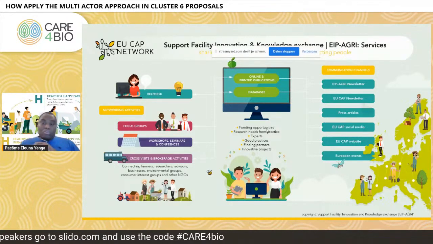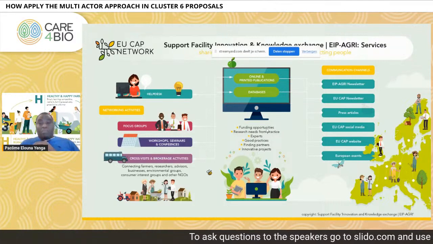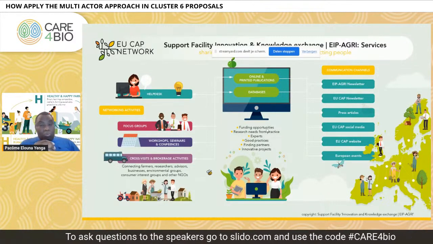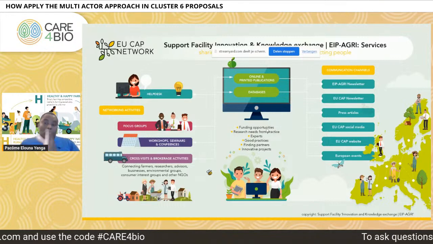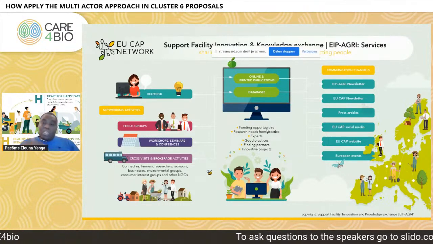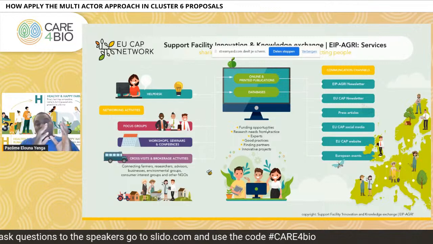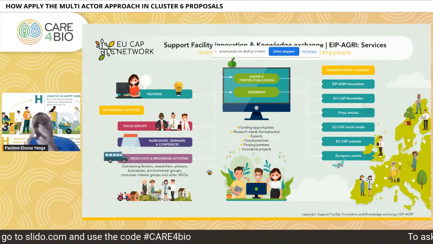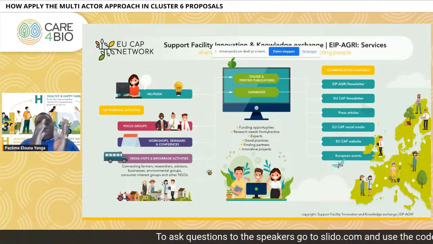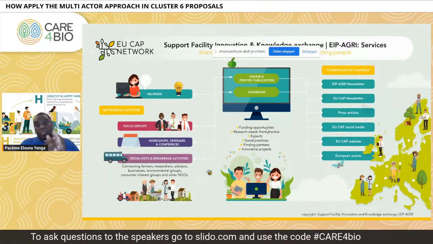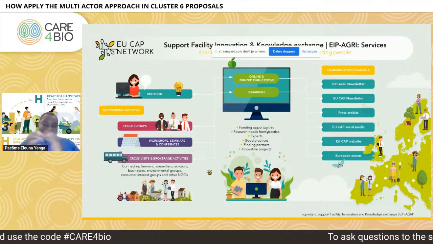And then the other communication tools that we had in the past: there is one dedicated newsletter for EIP Agri, but also an EU CAP network newsletter. The one dedicated to EIP is focused on innovation and knowledge exchange, and the other one is a general one where we also contribute. In addition, you have the press articles, everything related to social media. All the channels that we were using in the past, the EIP Agri channels, are no longer functional, so we do not publish anything there. We are asking stakeholders or followers to move to the new EU CAP social media. It's the same for the website.